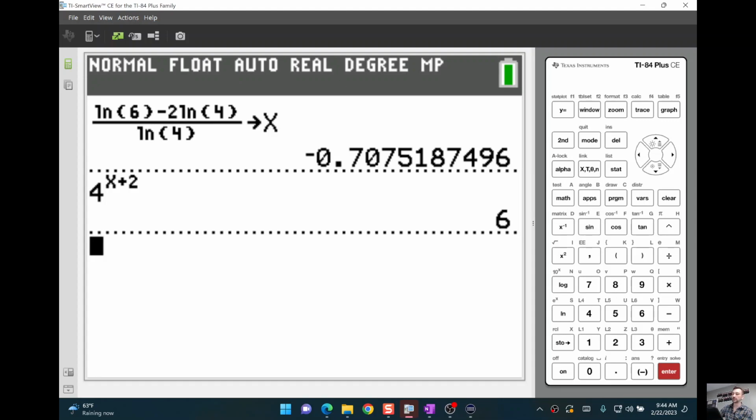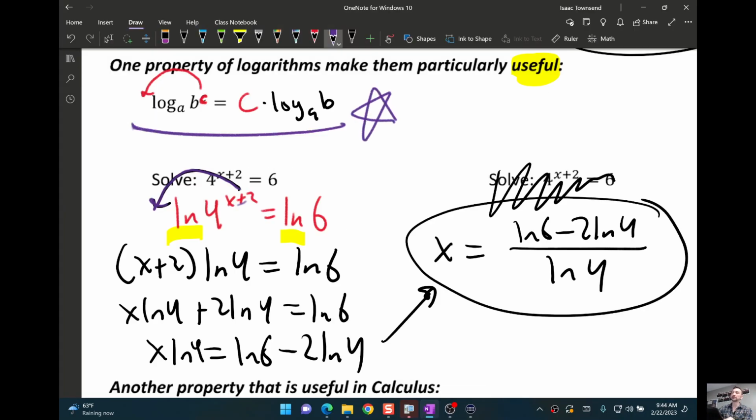So don't let the messiness of the answer throw you off. But that is what makes logarithms important. The only way to get a variable out of the exponent like that.